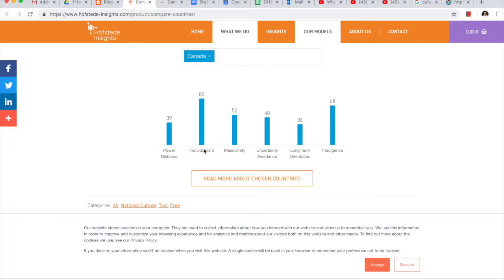Next one is individualism. The best way to explain this is me versus we. Some cultures are me, focused on the individual, the me, and some cultures are we. So in Canada, we have a really high score of 80. Canada really focuses on the individual. It's my bank account, it's my education, it's my house, and the decisions I make impact me.